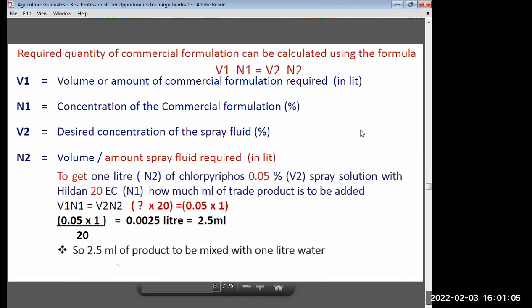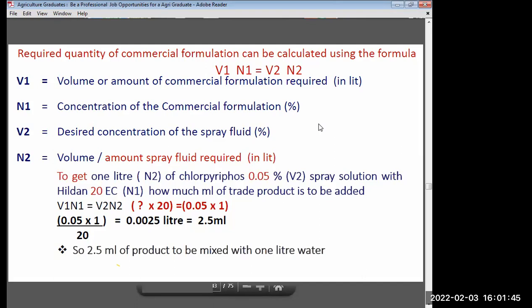For rice crop or black gram crop, using a high volume sprayer, we require 200 liters of water. What is unknown is how much quantity of chemical to be purchased from the shop. That is what is needed. Then you apply the formula. V1, N1, you fill in the numbers. V1 is not known. N1 is 20 EC. It is equal to 0.05%, the concentration recommended, into the volume of spray in liters.